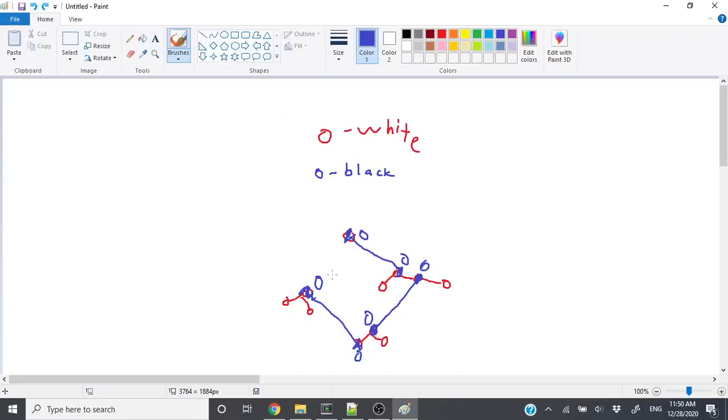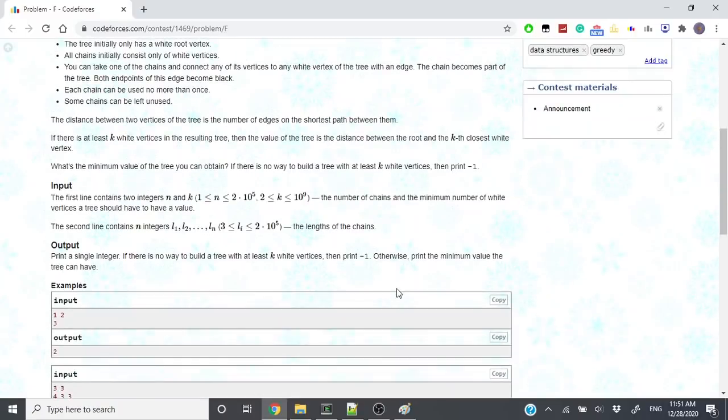And so, more constraints. Each chain can only be used once. We can't use like the chain of length 4 multiple times. And you don't have to use all the chains. So, the question is, now we have some parameter k, where k is at most 10 to the 9th, which is a big number.